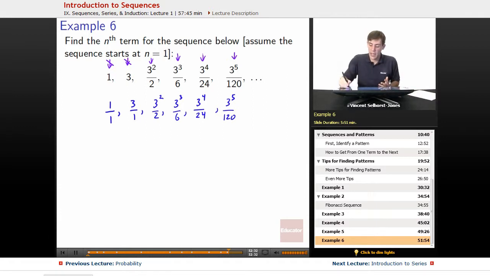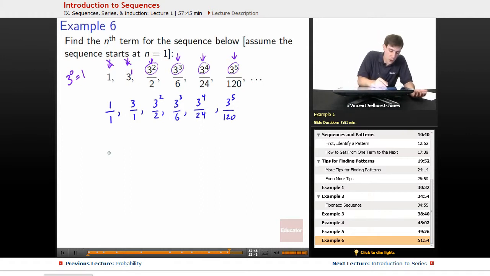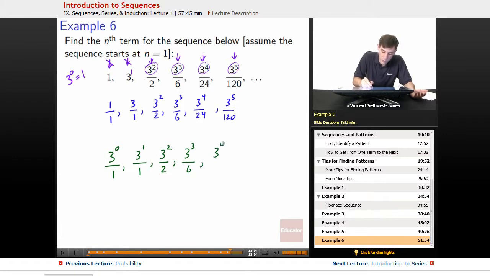First thing we're probably noticing is, hey, we've got 3 to the 5th, 3 to the 4th, 3 cubed, 3 squared, 3. Well, we could write this as 3 to the 1. How can we write 1 out? Well, remember, 3 to the 0 equals 1. Any number raised to the 0 comes out to be 1. So we could rewrite the top as 3 to the 0 over 1, 3 to the 1 over 1, 3 squared over 2, 3 cubed over 6, 3 to the 4th over 24, 3 to the 5th over 120, and so on.